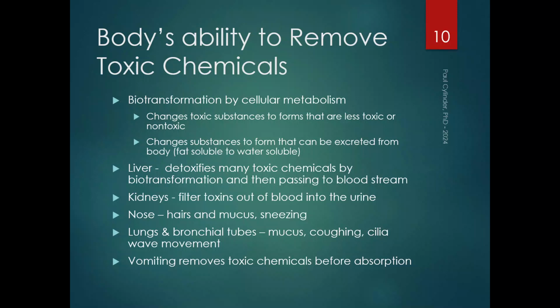And of course, if you ingest something that's toxic and it upsets your stomach, the response is to throw it up. And so vomiting can remove toxic chemicals from the body before they are absorbed, before there's a chance of those toxic substances getting into your intestines and being absorbed into the bloodstream. So if you are nauseated by a substance and you throw it up, you have gotten it out of your system before it's had a chance to be absorbed into your bloodstream. So that's a very general, obviously, overview of how your body deals with and expels toxic chemicals.